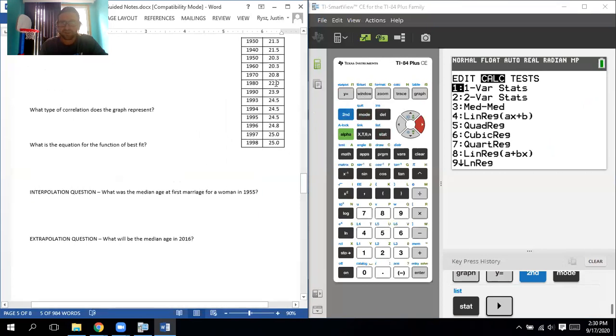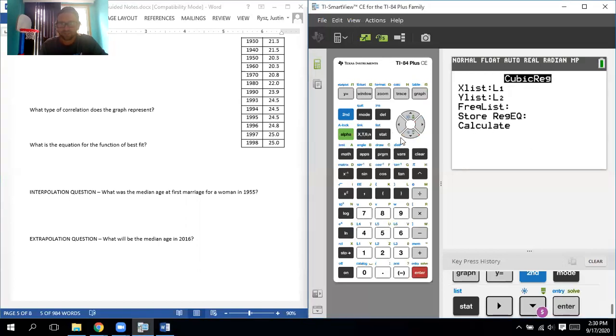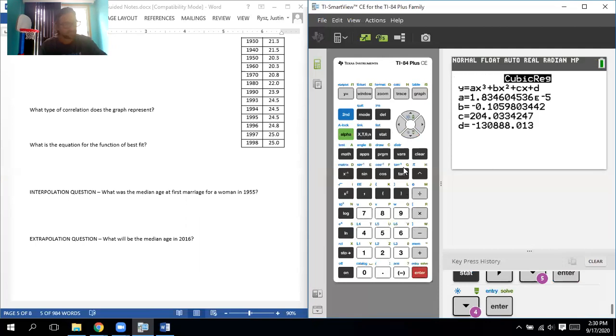All right, let's try to answer these. So I'm going to get that equation by just doing the cubic regression again. I could store it, but I'm just going to calculate it here. It should automatically be stored here. And let's answer these questions. So here we go. Let's draw them here.